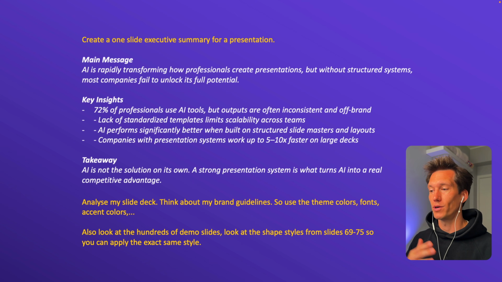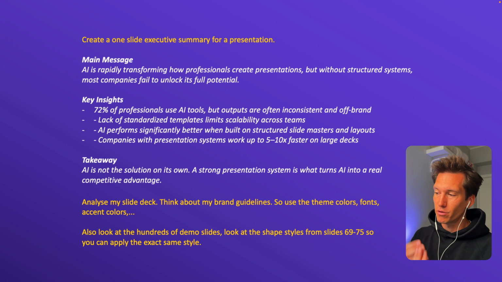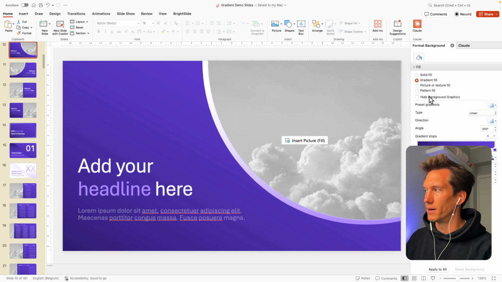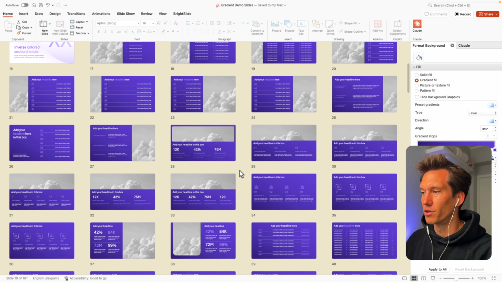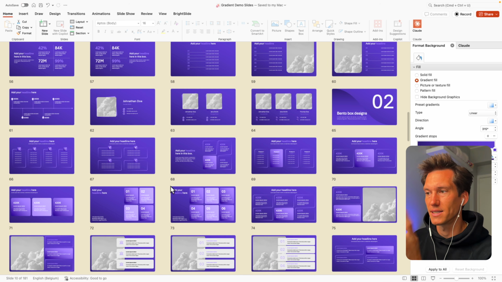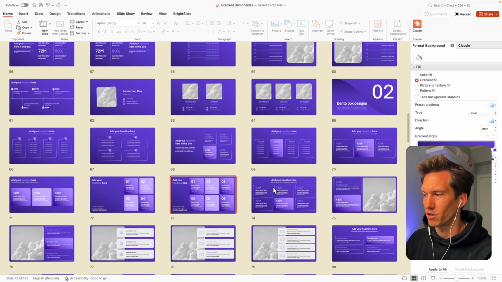Then I want you to also look at the hundreds of demo slides and look at the shape styles from slides 69 to 75, so you can apply the exact same style. I'll show you exactly what I mean by that. So here we are in my template. And what you can see is that if I go to the overview, I have hundreds of demo slides available. When I refer to slide 69 to 70, I'm talking about this card design.